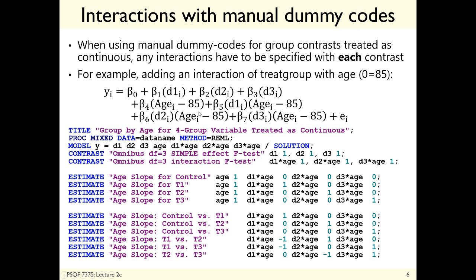And so we get to the model that looks like this, where we have beta 4 is the main effect of age. Given the interactions that follow, this is the effect of age specifically for the control group. Beta 5 is how the effect of age differs in treatment group 1. Beta 6 is how the effect of age differs in treatment group 2. Beta 7 is how the effect of age differs in treatment group 3.